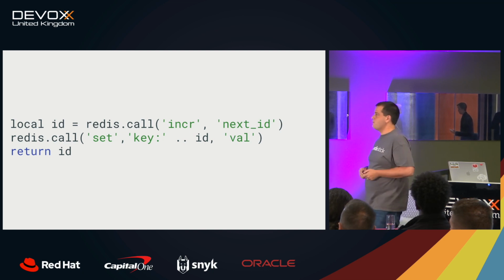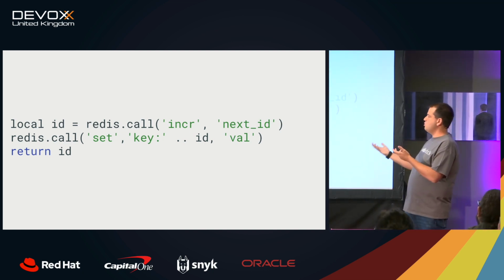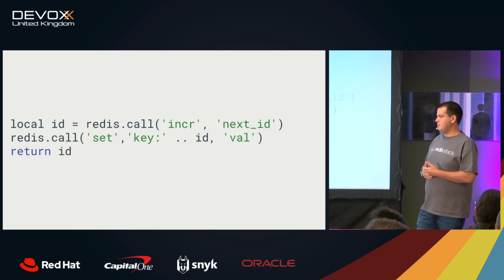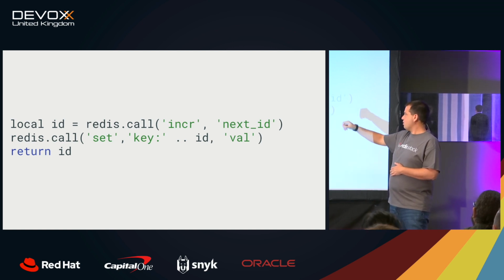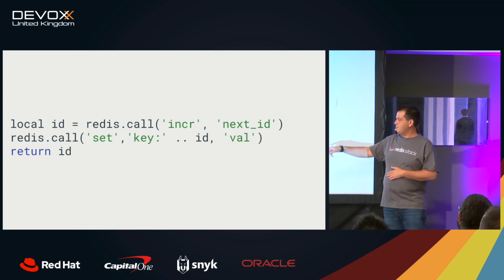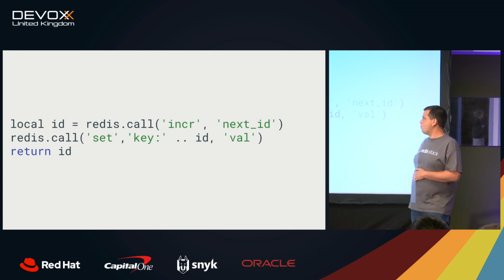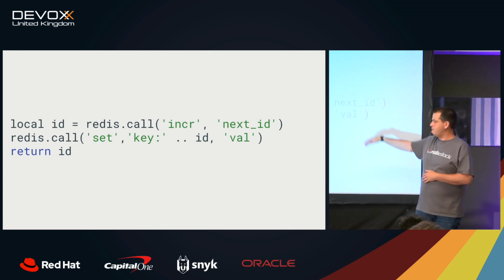And this is an example of a Redis script. I basically want to have an auto incrementing ID. And so I would call incr on my next ID key, and I would use the result of that intermediary result to produce a new key name for my next set. So then I would call a set with the key and a value.